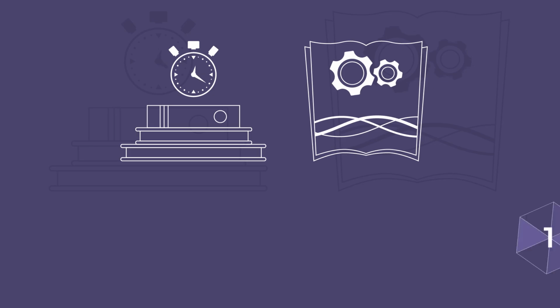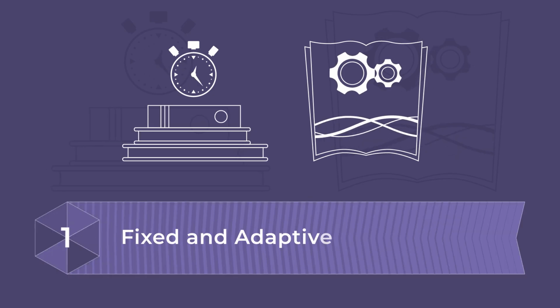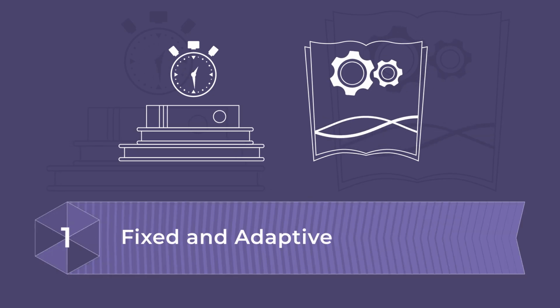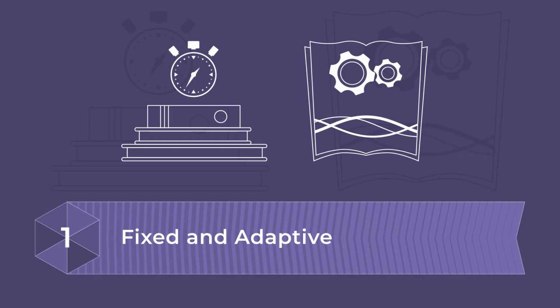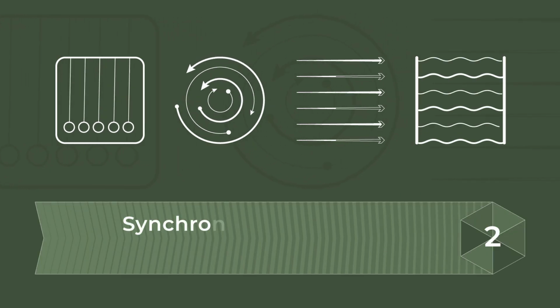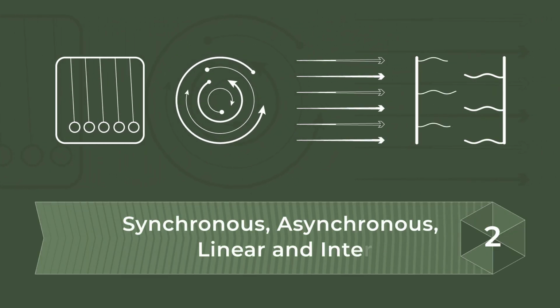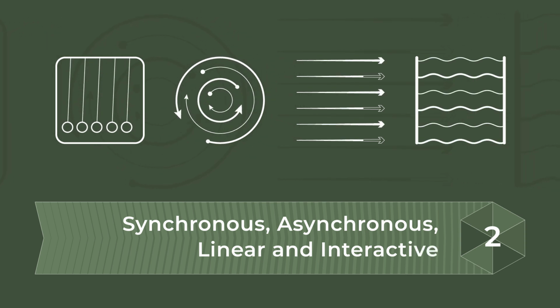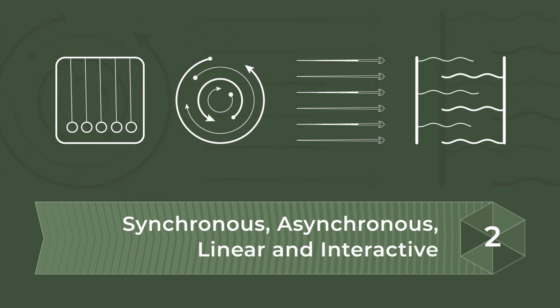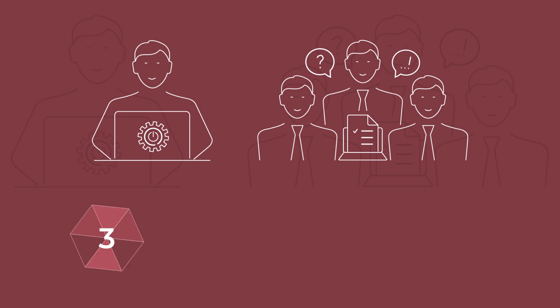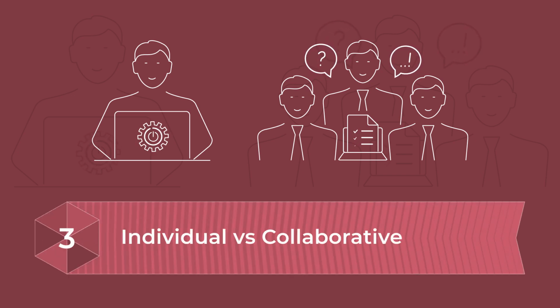Summary. Fixed and adaptive e-learning is where learning material is rigid or can be adjusted according to students' needs. Synchronous, asynchronous, linear, and interactive e-learning center on the types of interaction and communication learners have with their instructors. And finally, individual and collaborative e-learning both revolve around the level of interaction learners have with their peers.